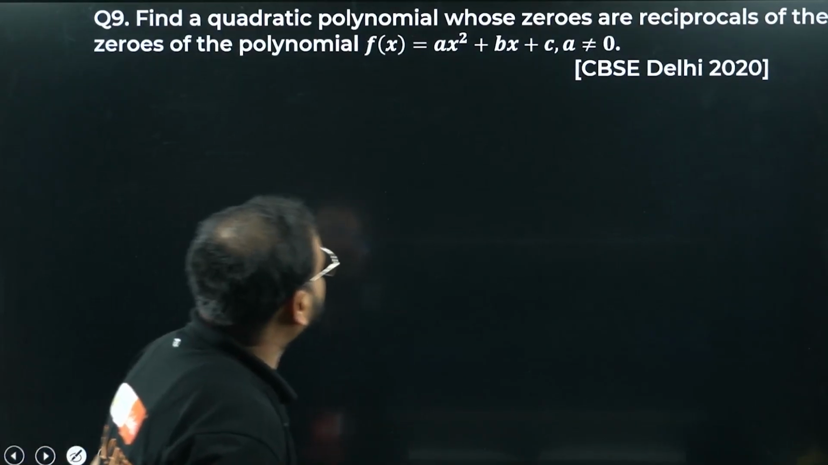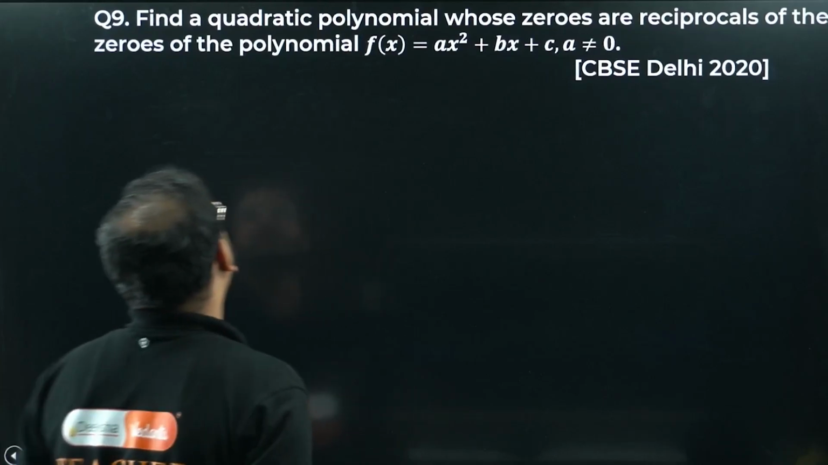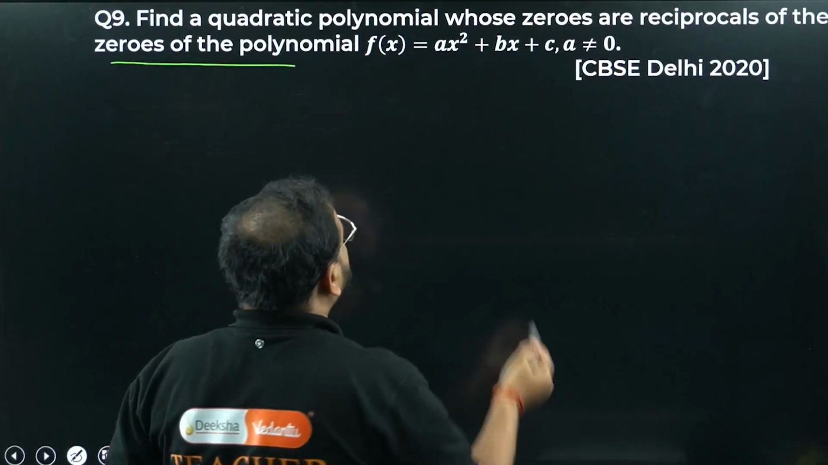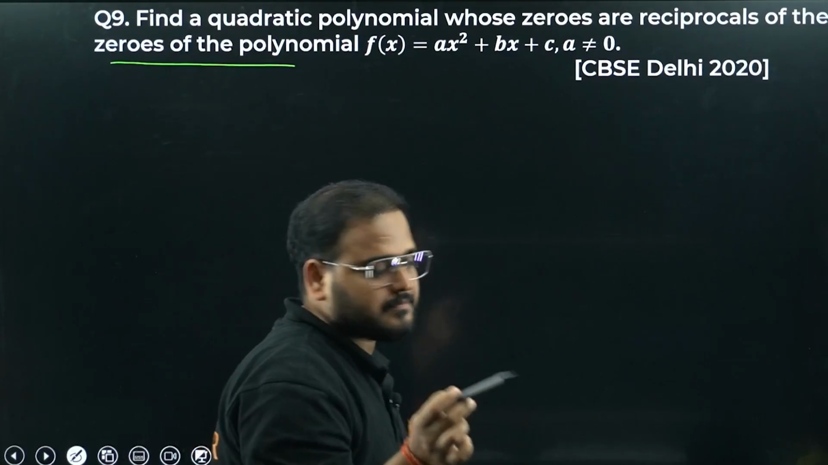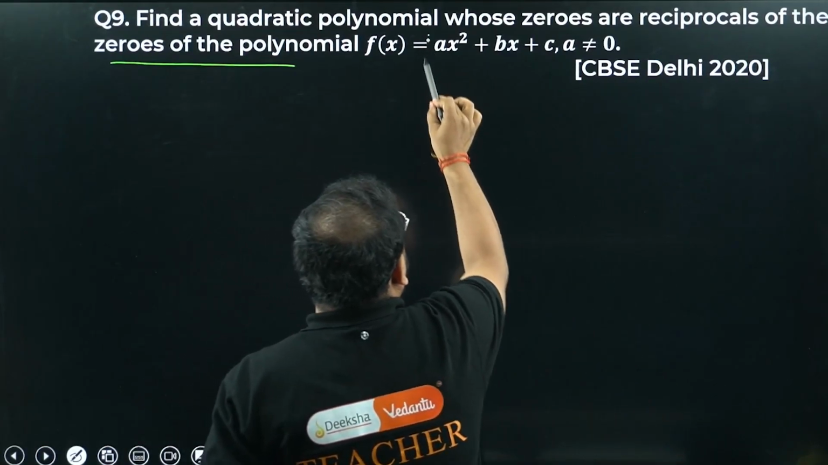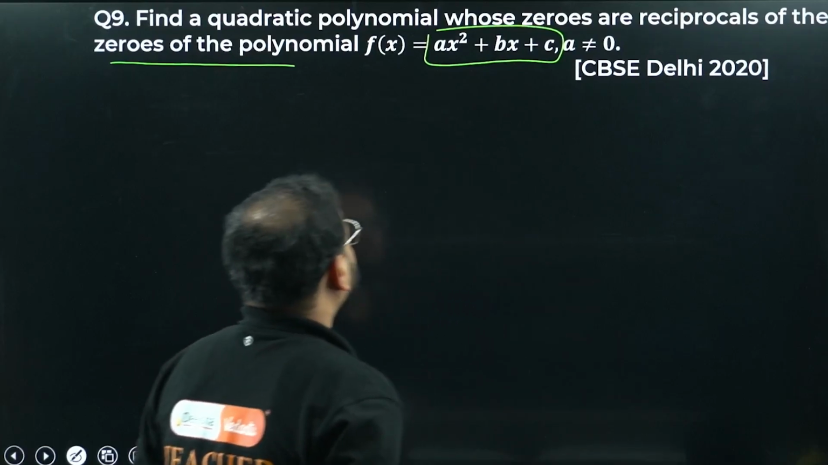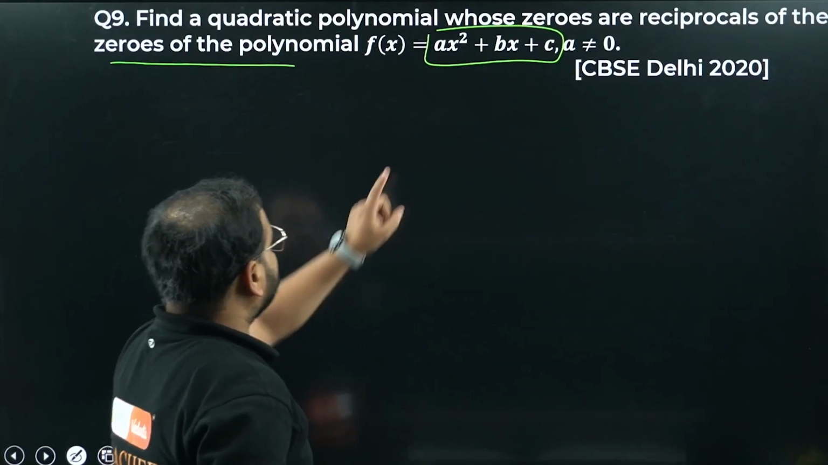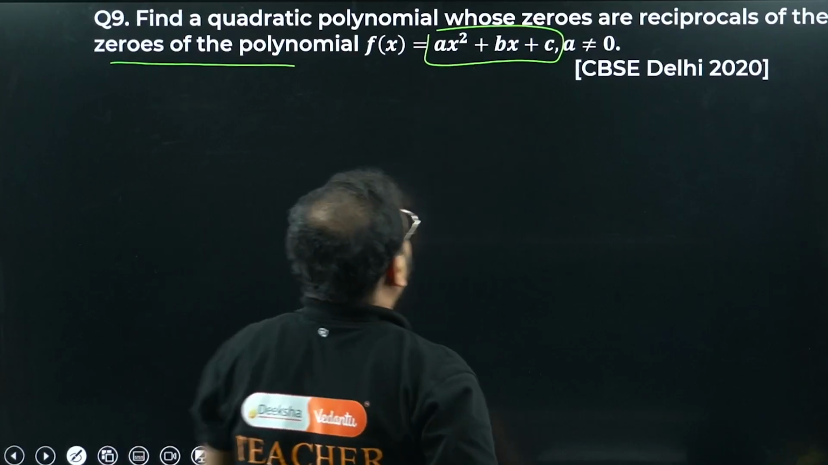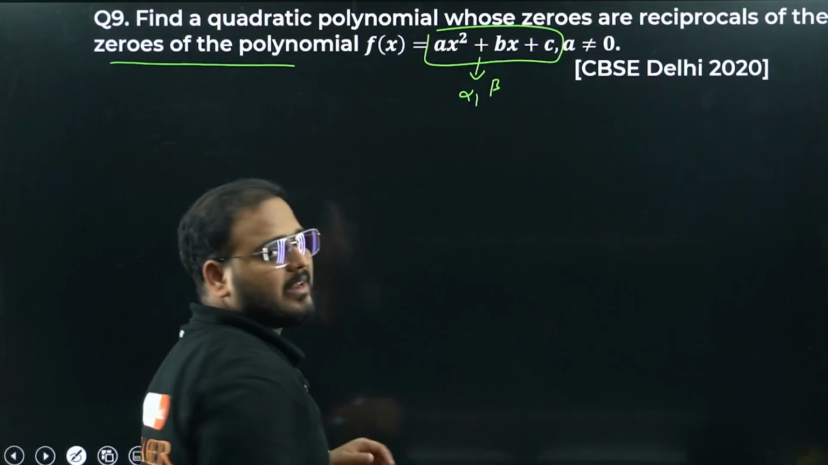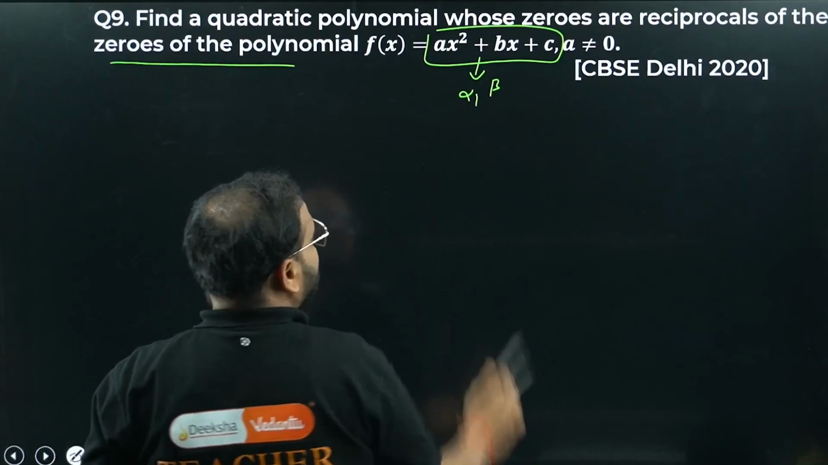Find a quadratic polynomial whose zeros are the reciprocals of the zeros of the polynomial given like this. Great. So what the question is, they've already given a quadratic polynomial like this. Now what they're saying is, for the zeros of this polynomial, I can write them as alpha and beta. For this polynomial, let's say the zeros are alpha and beta.